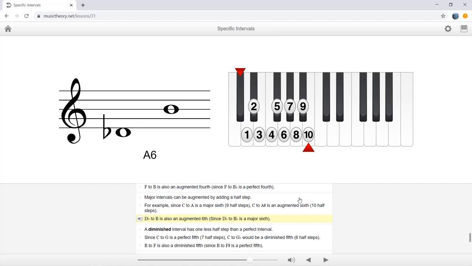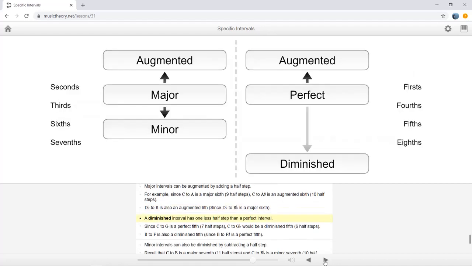Right, here's another augmented sixth. We know it's a sixth. 1, 2, 3, 4, 5, 6. And it's got 10 half steps. Diminished means that it's going to be less.